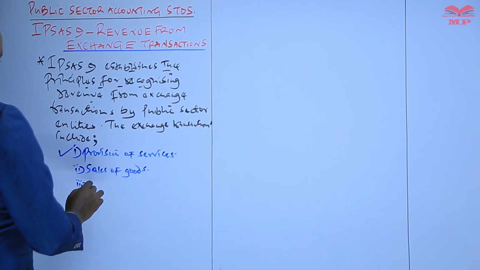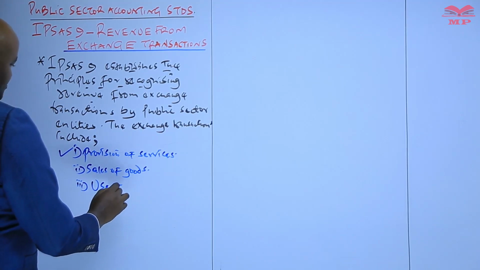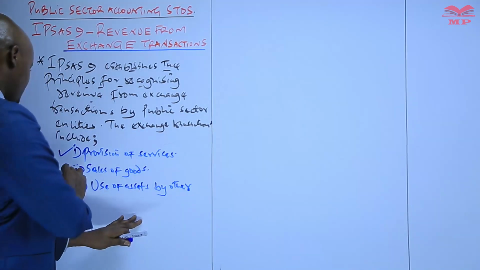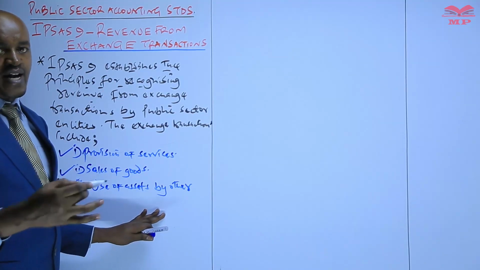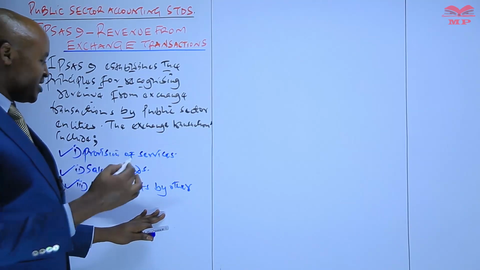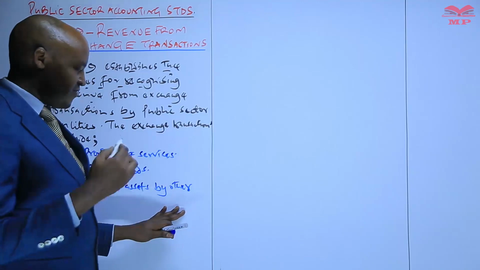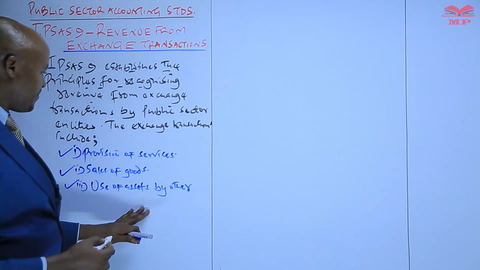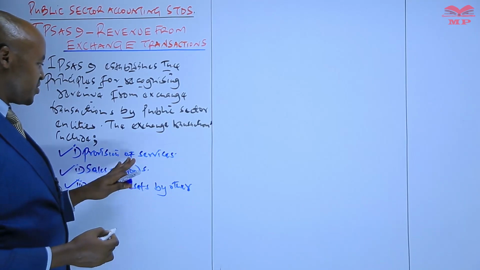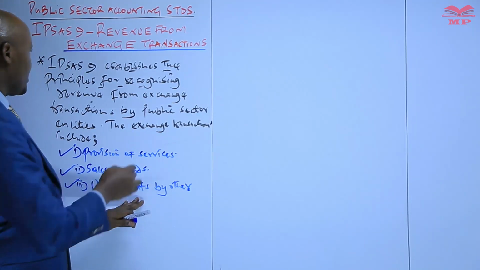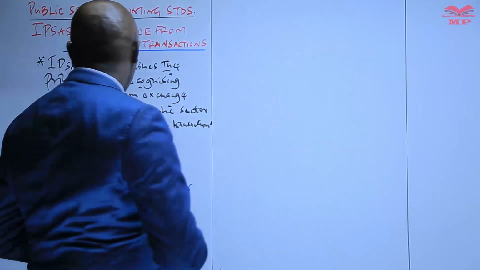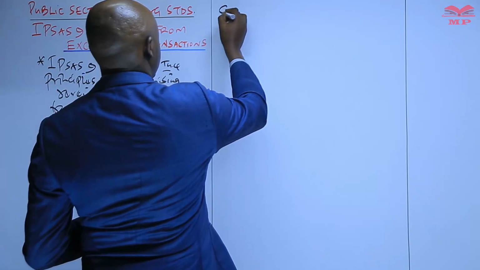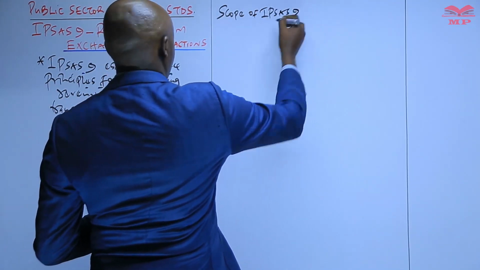which have been transferred or sold. And also we have the use of assets by others. When we talk about this transaction, use of assets by others, this is whereby a public sector entity owns some assets and leases out those assets to other parties who are expected to use them for a given period of time and pay some consideration to the public sector entity. So in terms of how the revenue from all these transactions should be recognized by the public sector entity, that is governed by this standard, that is IPSAS 9.